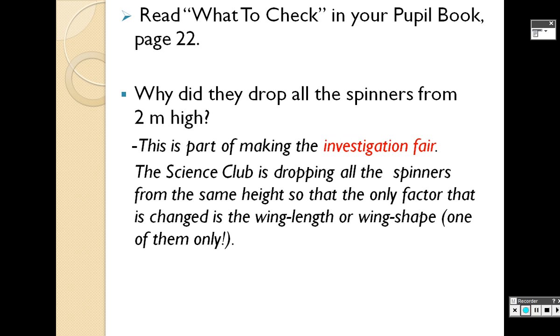Alright. Now I'd like you to read What to Check in your pupil book, page 22. Please pause this recording while you're reading.